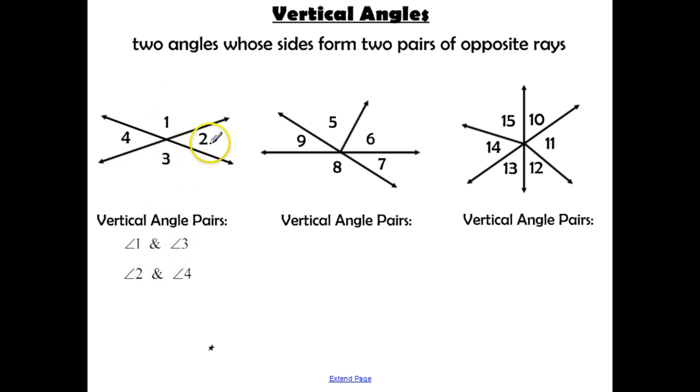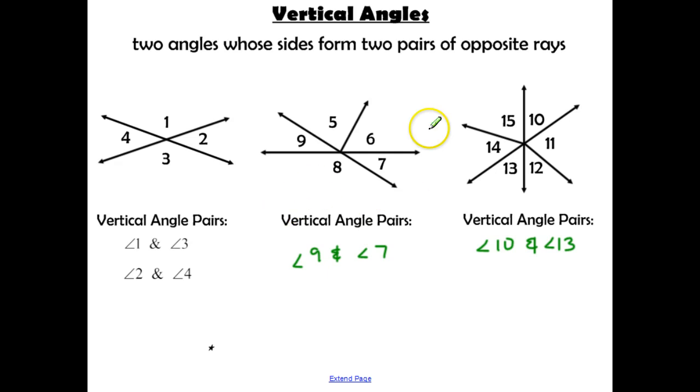And angle 2 and 4, those are vertical angles. So I want you to pause, take a look at the next two diagrams, and list all of the vertical angle pairs that you see. Then check back with me and see how you did.